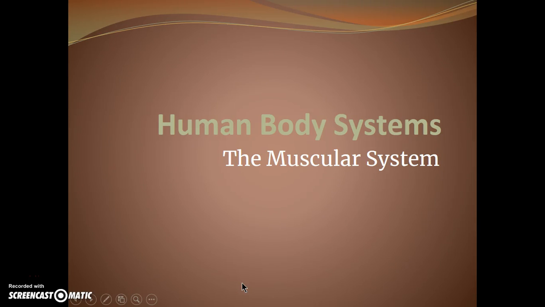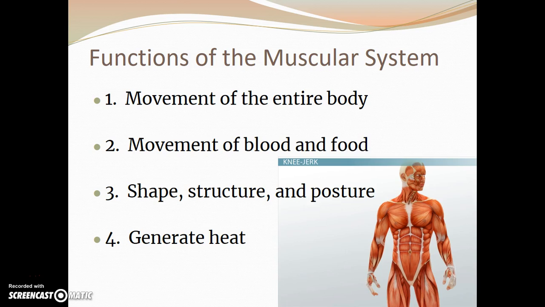Let's talk today about the muscular system. First of all, the different jobs or functions of the muscular system. As we talked about with the skeletal system, the muscles, along with your bones and your nervous system, work together to move your entire body. That's probably what we associate the muscular system with the most.